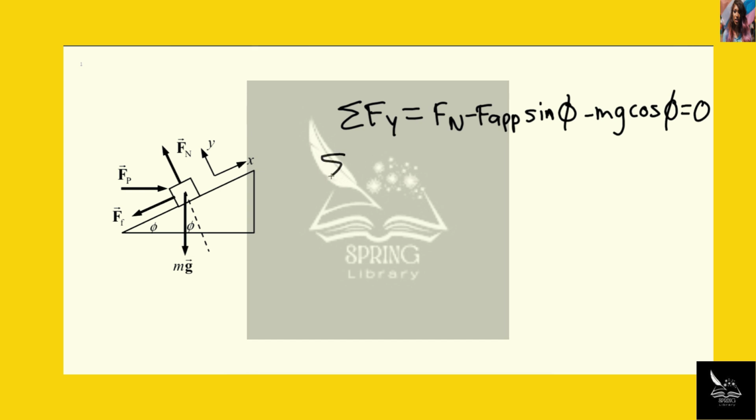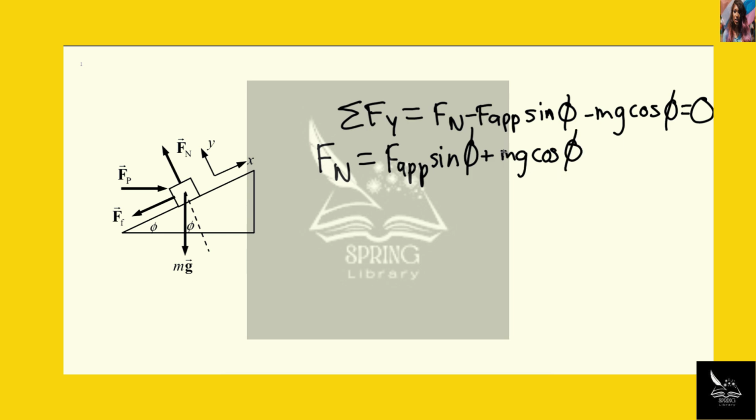We can't say anything in the sum of forces in the x direction because it has acceleration in the x direction. So let's leave that for now and simply say that the force normal equals the force applied times sine of phi plus mg cosine of phi.